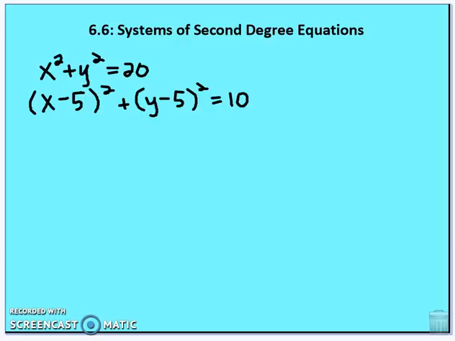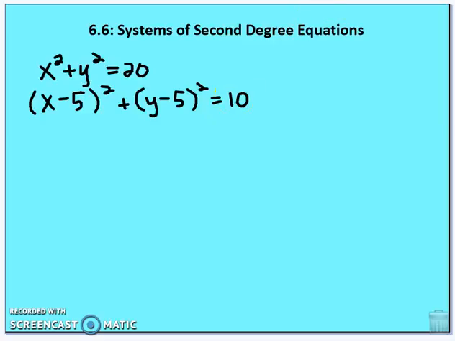So we're going to take two circles, x squared plus y squared is equal to 20, and (x minus 5) squared plus (y minus 5) squared is equal to 10. And this is going to be your example and your work. So what I want you to do now is to expand the binomials. So FOIL the binomials. We're going to do some elimination. So go ahead and take care of that.